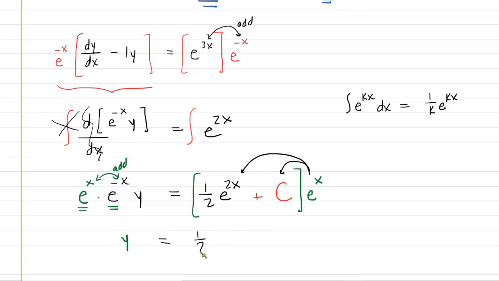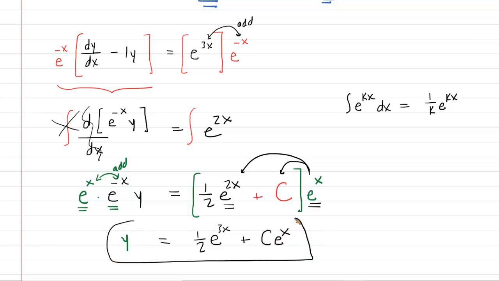So we would have 1/2 e. Now you're going to be careful here again. You're multiplying e to the 2x by e to the x. That becomes e to the 3x because you're adding the powers, plus the constant of integration times e to the x. And so this would be the general solution to that linear first-order differential equation.